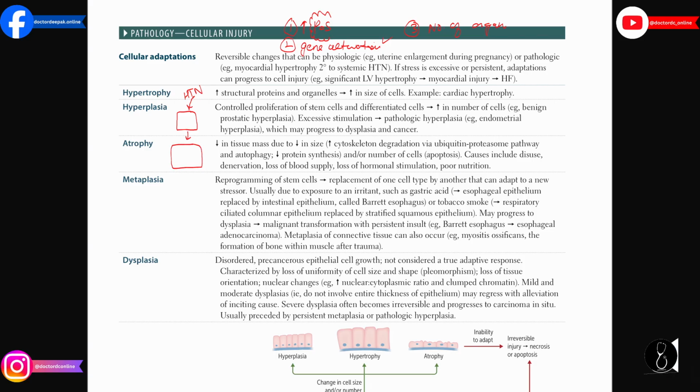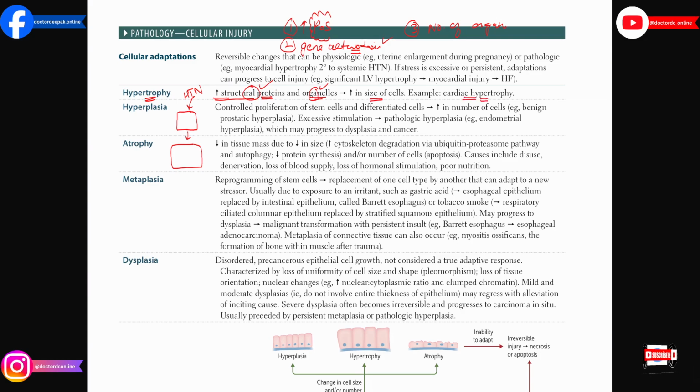So here it is mentioned in the book, in hypertrophy, there is an increase in structural proteins and organelles, but they didn't mention here the gene activation. You guys can keep in mind, structural proteins are only increased when you are activating the gene. And in our body, in our chromosomes, there are different kinds of genes which are regulated when we have to increase the protein synthesis. Both these changes, increase in protein and increase in organelles, will lead to an increase in the size of the cell. And here the example they mention is cardiac hypertrophy.